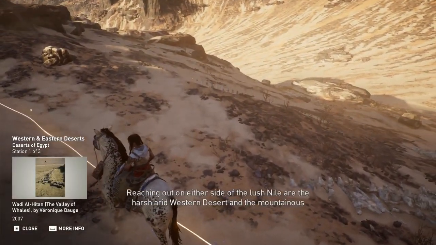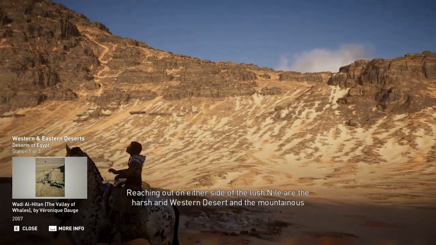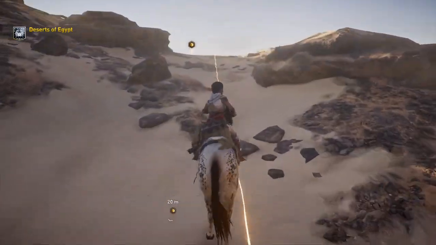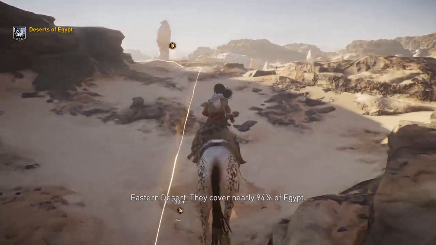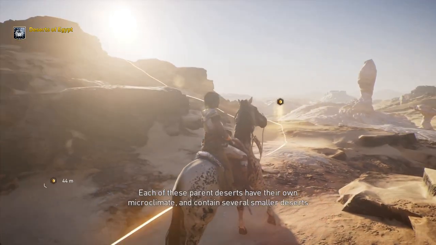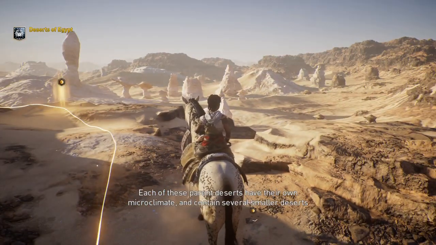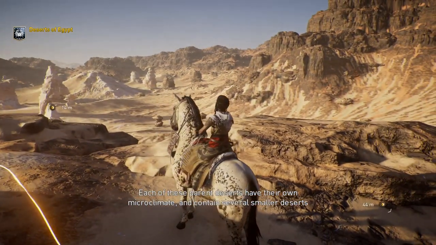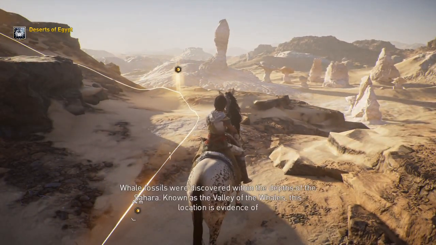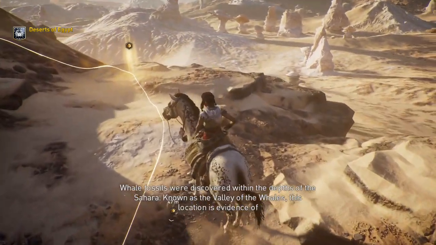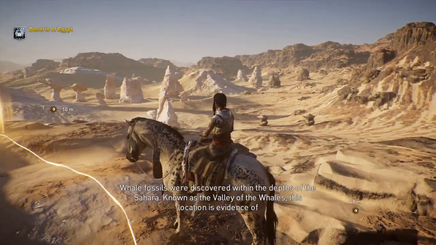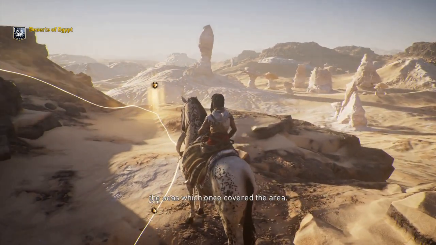Reaching out on either side of the lush Nile are the harsh arid western desert and the mountainous eastern desert. They cover nearly 94% of Egypt. Each of these parent deserts have their own microclimate and contain several smaller deserts with a distinctive fauna and flora. Whale fossils were discovered within the depths of the Sahara. Known as the Valley of the Whales, this location is evidence of the seas which once covered the area.